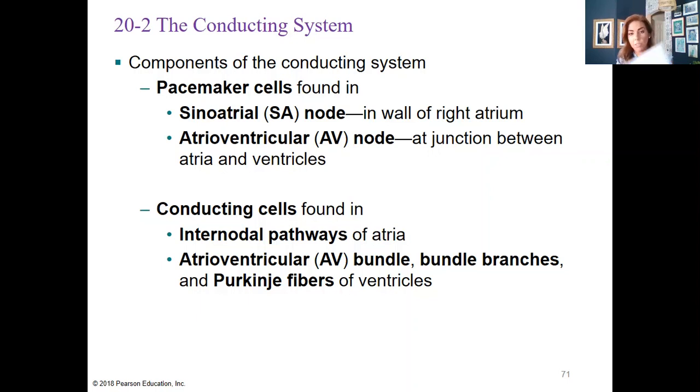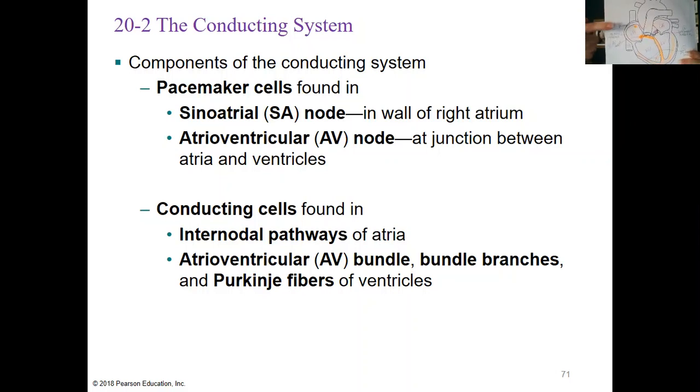The AV node is going to be a little bit inferior to that, so you're still in the right atrium. You're just going to drop down a little bit closer to that AV valve and put that AV node on there, and then label it appropriately.